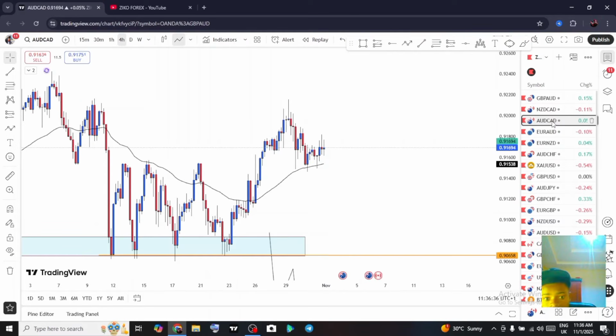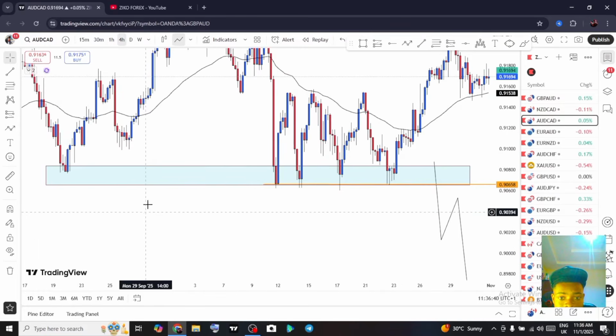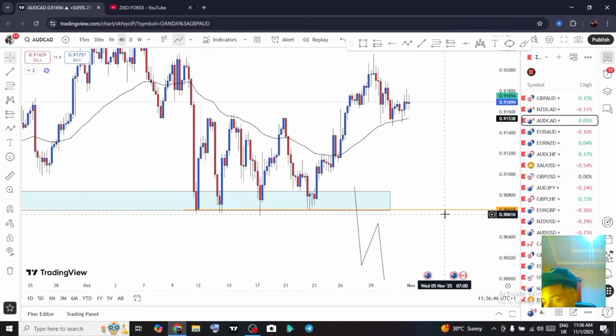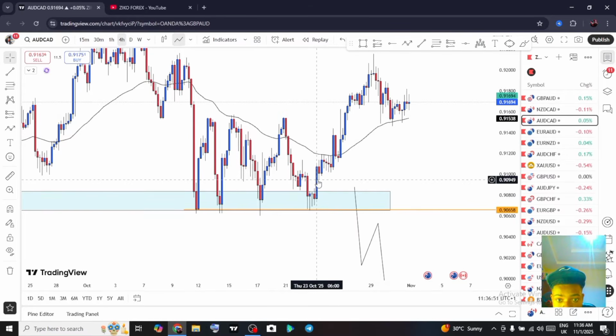So next pair, AUD CAD. Now on AUD CAD, I'm still interested in selling from this area right here. So I still need that break and retest. But do I believe that it's going to happen this week? You see, I don't believe that is going to happen this week on AUD CAD, right?